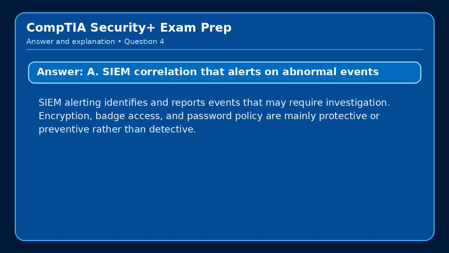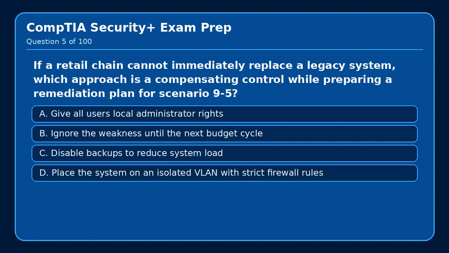Question 5. If the retail chain cannot immediately replace a legacy system, which approach is a compensating control while preparing a remediation plan for scenario 9? A. Give all users local administrator rights. B. Ignore the weakness until the next budget cycle. C. Disable backups to reduce system load. D. Place the system on an isolated VLAN with strict firewall rules.